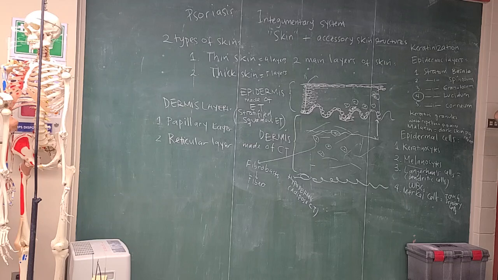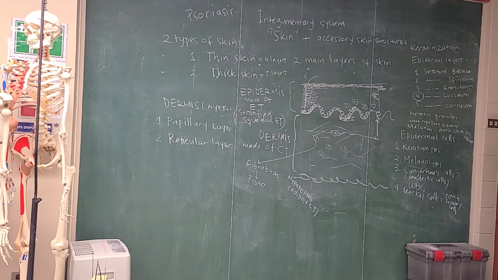It will give you the names of the layers from the bottom to the top. Basale, spinosum, granulosum, lucidum. See? Boy, basale. Say, spinosum. Girl, granulosum. Look, lucidum. Cute, corneum. You get this one? So that's the second difference. The thick skin has 5 layers. The thin skin only has 4 layers.